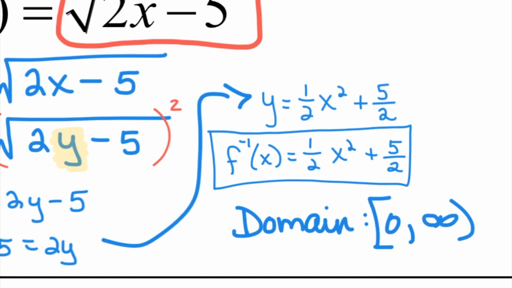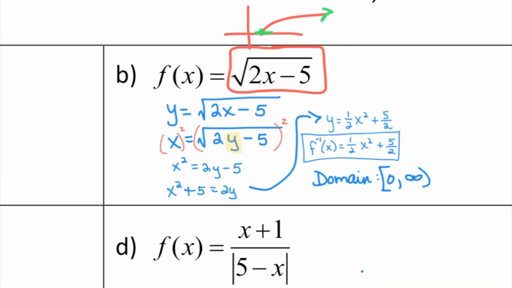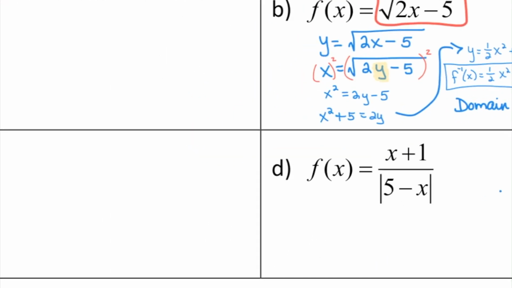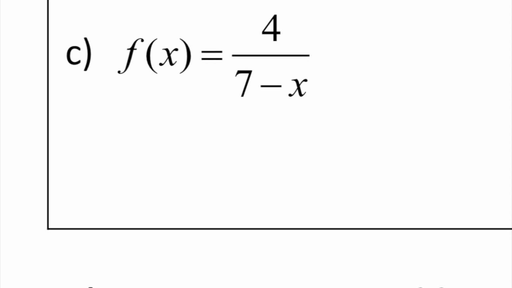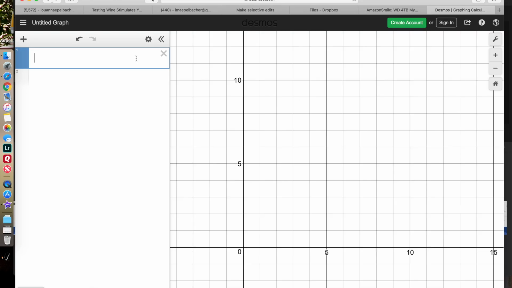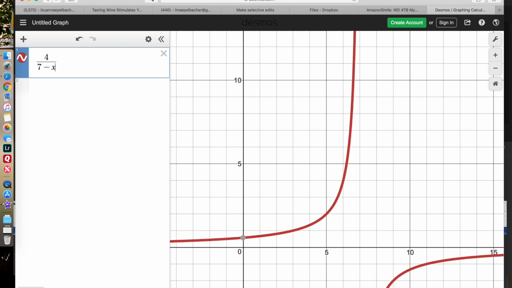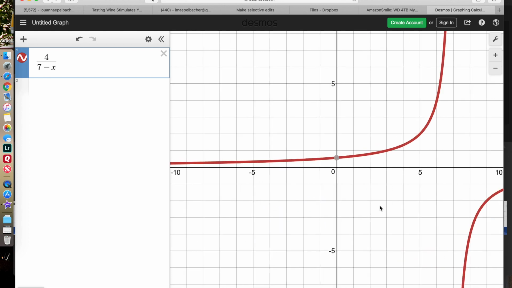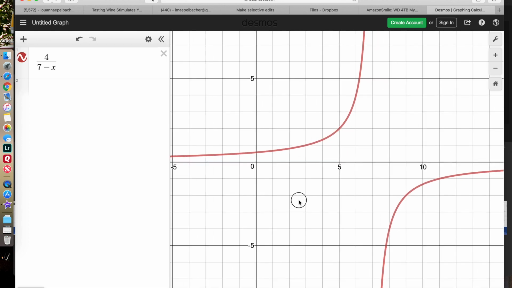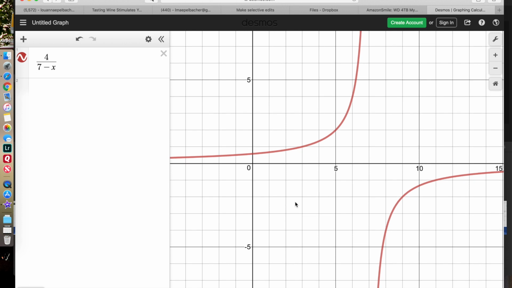And hopefully I will be able to work in a Desmos graph on this video, and you'll be able to see it. Now, for this letter C, you might need a little bit more space. That goes with number 18C, and the fraction is 4 over 7 minus x. Clicking on home kind of brings you back to the middle of the graph, and then I can move it around as I need to.